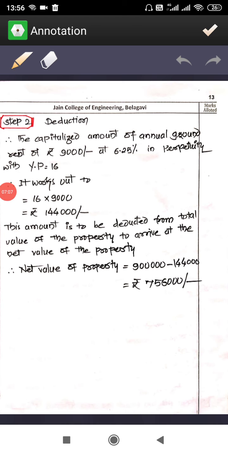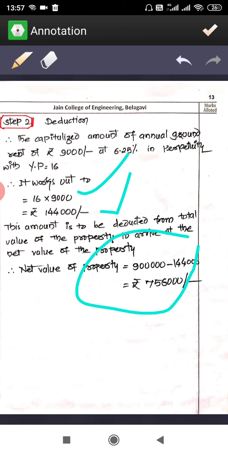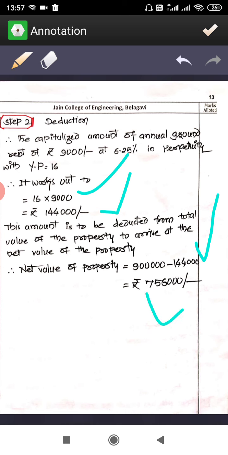This year of purchase is very important to define the outgoings, or to get the deductions. We know that the annual ground rent is rupees 9,000, and you should multiply that 9,000 by the year of purchase. You'll be getting the total deduction, that is 1,44,000, the amount which you have to deduct. This amount is to be deducted from the total value of the property to arrive at the net value of the property. Here we have 9 lakhs minus 1,44,000, and we get rupees 7 lakh 56,000. This is the final answer.